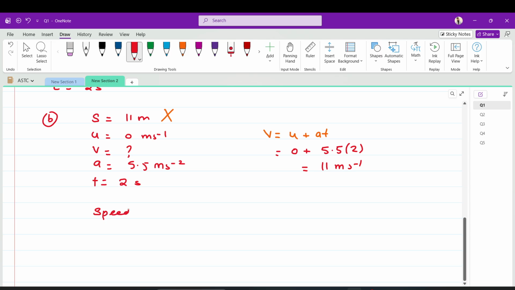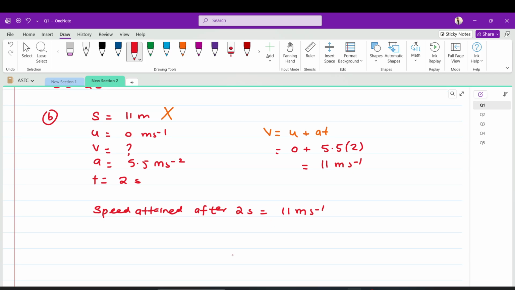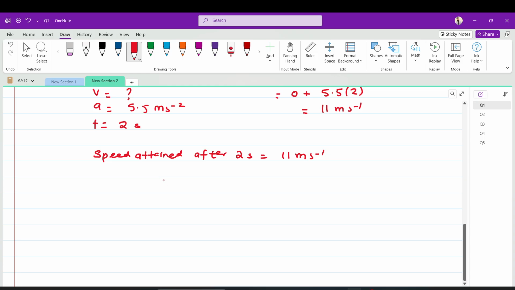Speed attained after 2 seconds equals 11 meters per second. All right. Now, once we have found this, we need to find the total time it takes to complete the race.